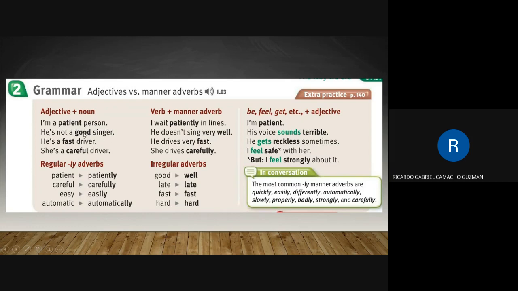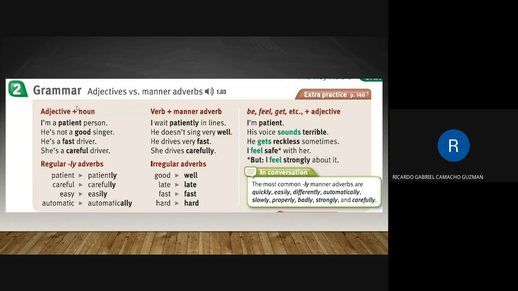He's not a good singer. Good viene siendo mi adjetivo, singer viene siendo mi sustantivo. He's a fast driver, fast, adjetivo, driver, sustantivo, y así sucesivamente. El chiste de esto es que normalmente esta es la combinación cuando nosotros utilizamos adjetivos. Hay veces en las cuales el adjetivo se puede utilizar en otro lado, pero para efectos prácticos, adjetivo más sustantivo. Esa es la combinación regular, es lo que normalmente sucede.